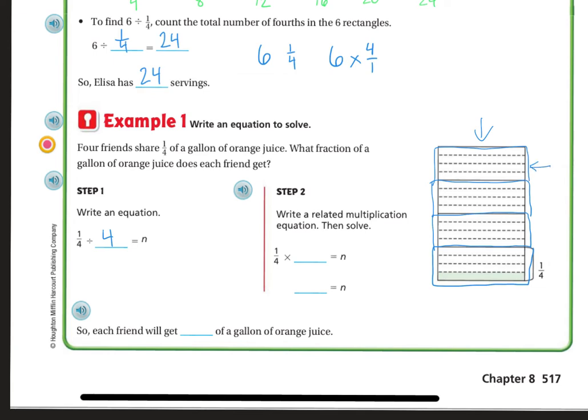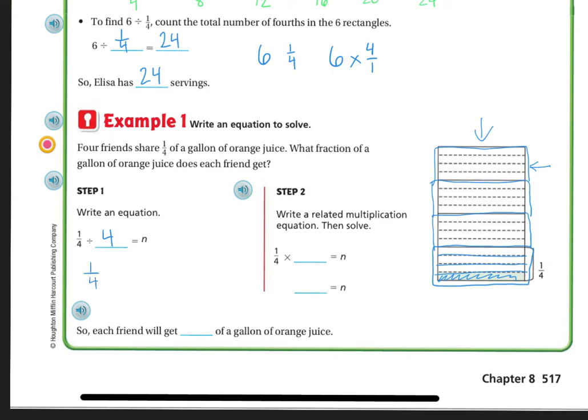So I take that 1/4 and I'm dividing that into 4 pieces. And I want one of those 4 pieces. So if I divide each one of these fourths into fourths, I'm actually dividing into 16ths. My answer is 16ths. So 1/4 divided by 4 would be 1/16.